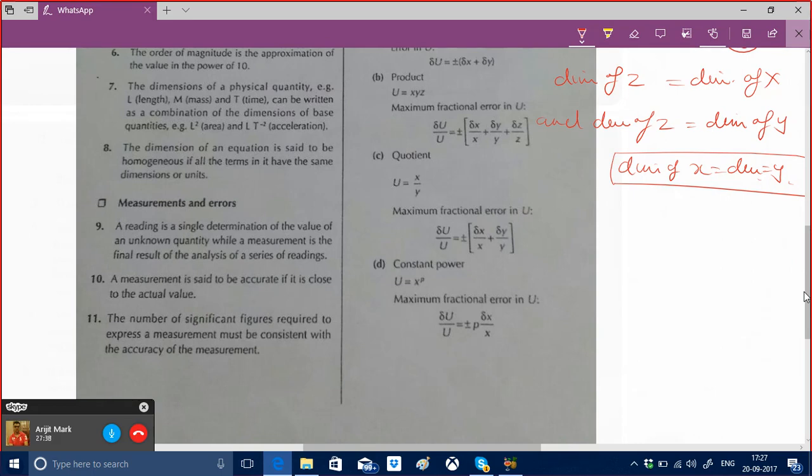Sometimes the error is so small that we can't consider it, so we say it is errorless. Otherwise, there will always be error, and error is of two types: positive error and negative error. With vernier calipers, I explained that when the main scale zero is on the left-hand side of the vernier scale zero, that is your positive error, and when it is on the right-hand side of the vernier scale zero, that is your negative error.